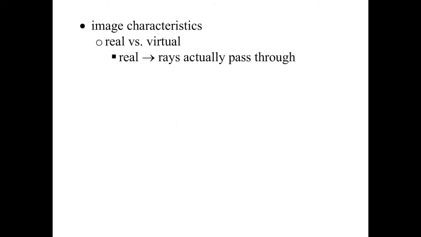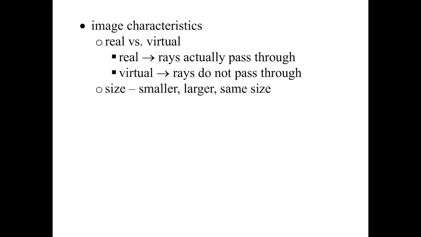So when you're looking in these mirrors, you get a real image sometimes, or you get a virtual image. So what the heck does that mean? A real image is where rays actually pass through that focal point. Virtual is where rays don't actually pass through the focal point.